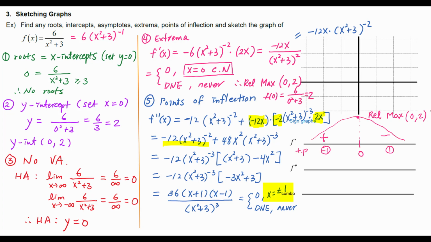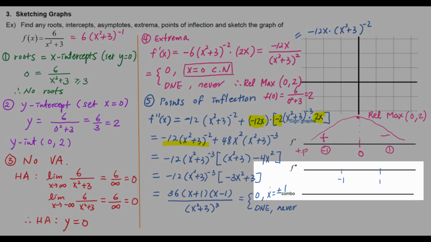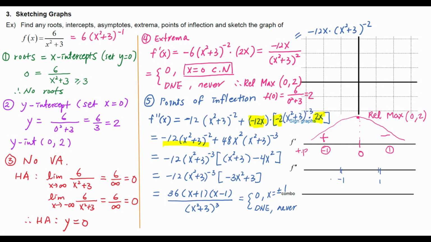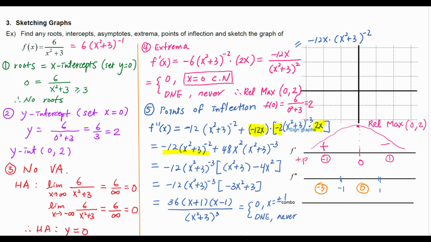Now, to determine whether I do have a point of inflection or not, let's locate negative 1 and positive 1, because these are the two numbers such that f double prime is 0. And you will have inflection points if there is a sign change before and after these numbers. So pick a test point for f double prime: any number less than negative 1, let me choose negative 3; a number between negative 1 and 1, of course I'll pick 0; and any number after 1, let me choose 3.